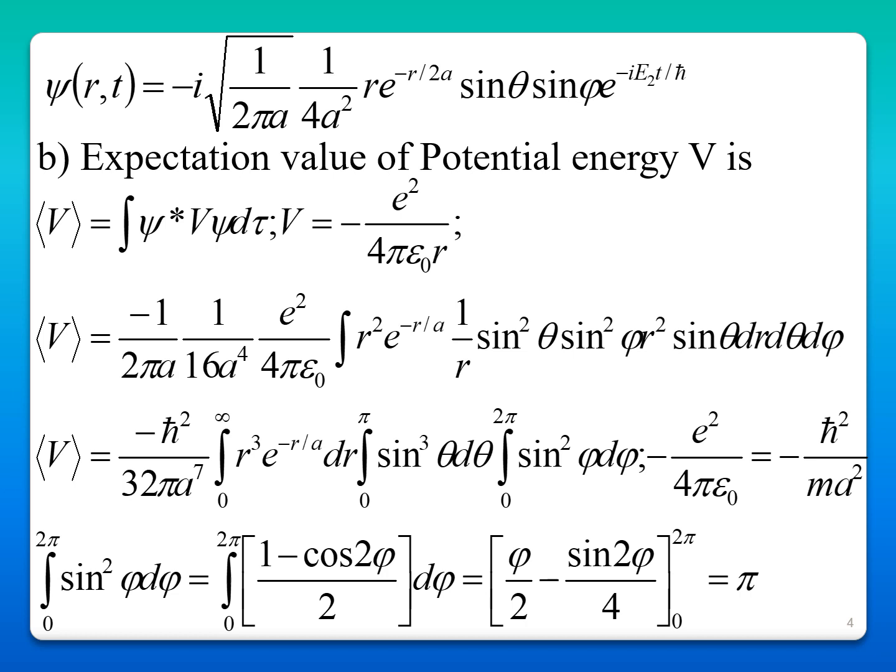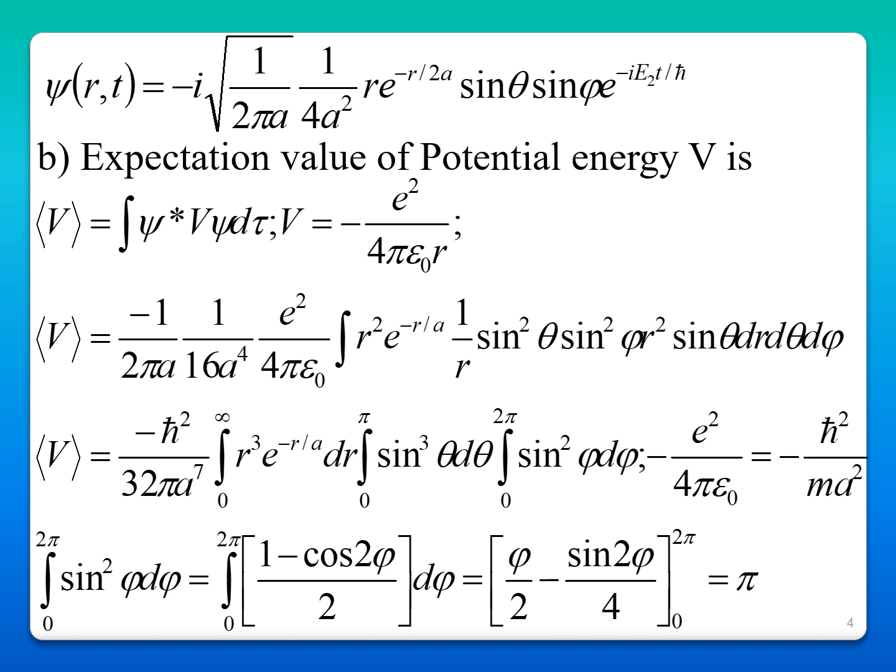Now you have to find out the expectation value of the potential energy. The potential energy V is equal to minus e squared by 4 pi epsilon naught r. For this wave function, you have to take the previous one. So if you substitute all this, the expectation value of V is equal to minus h cross squared divided by 32 pi a power 7, integral from 0 to infinity r cubed e power minus r by a dr, integral from 0 to pi sin cube theta d theta, integral from 0 to 2 pi sin squared phi d phi. Here we have made minus e squared by 4 pi epsilon equal to minus h cross squared by m a, representing it in terms of Bohr radius.